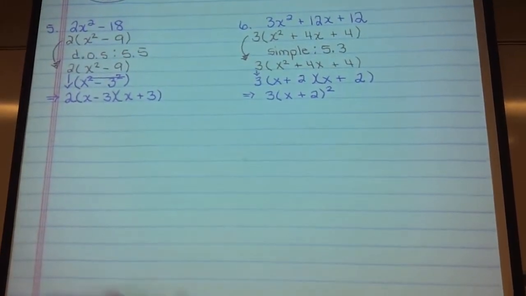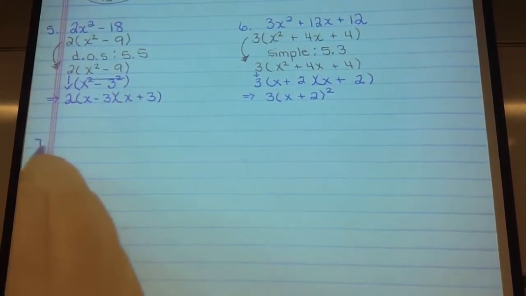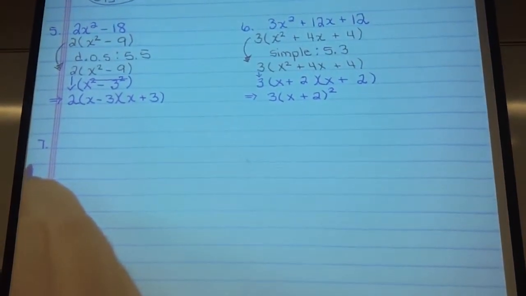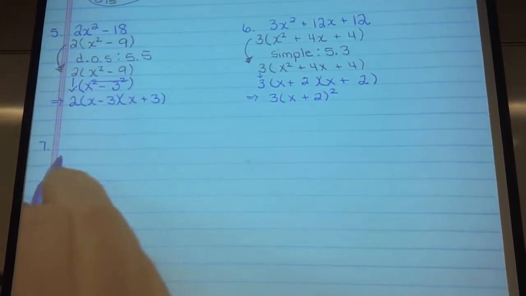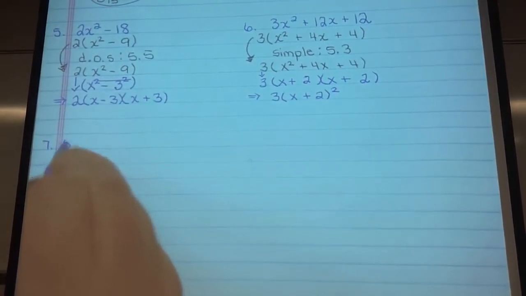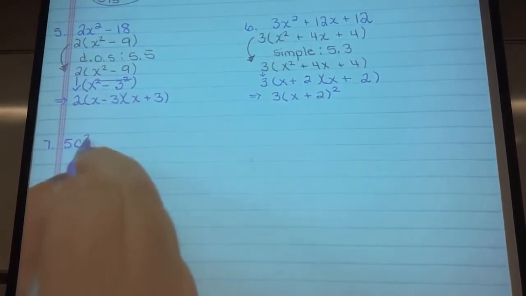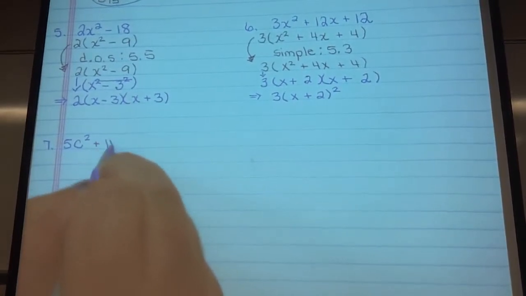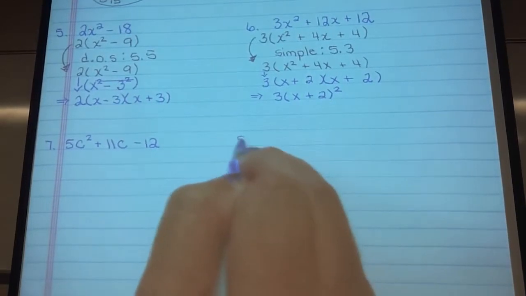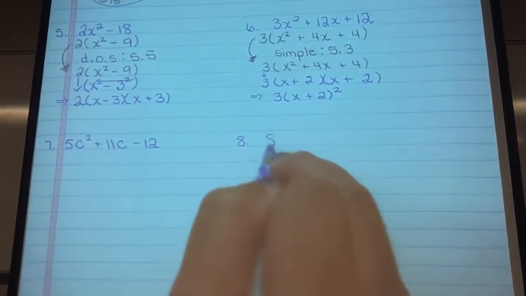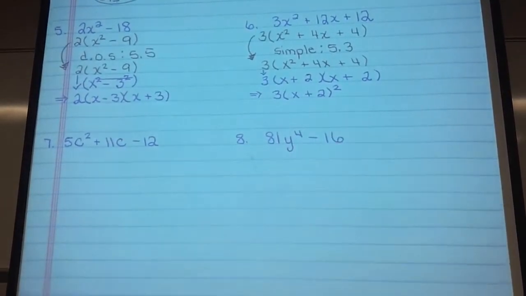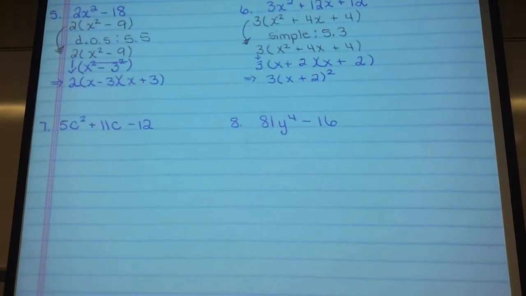Okay. Let's try 2 more. Let's see, I have 1 plus 1, 5c squared. This one's actually from your homework in 5.4. Plus 11c minus 12. And then number 8. Let's see if you can give those 2 a try.